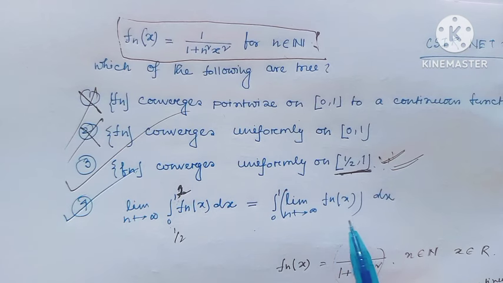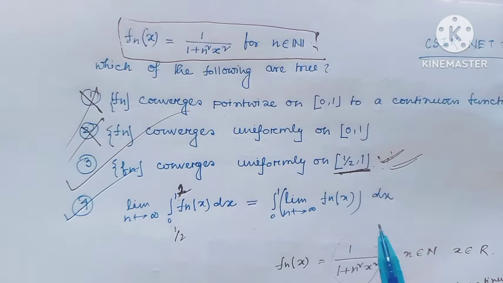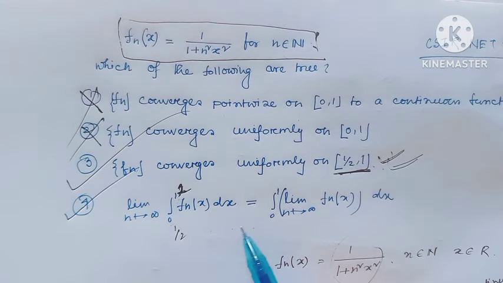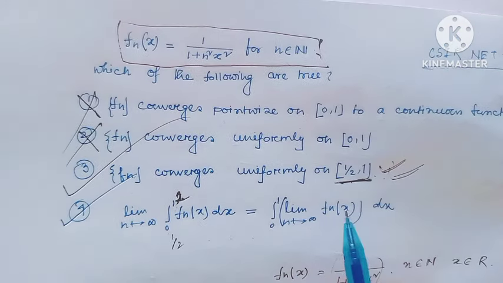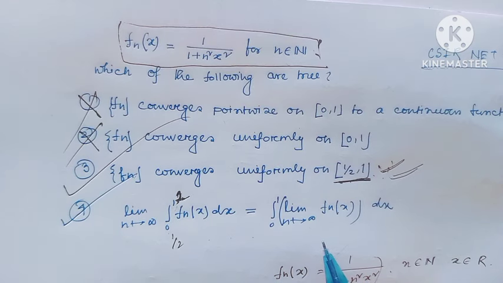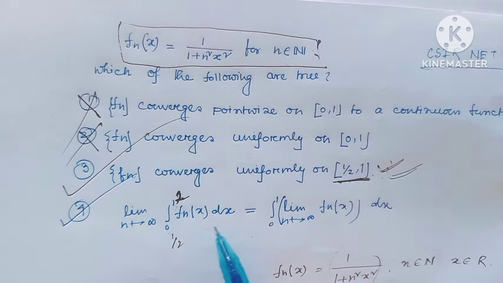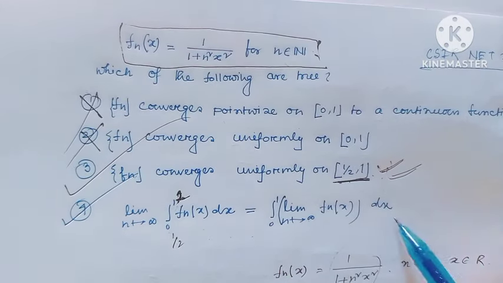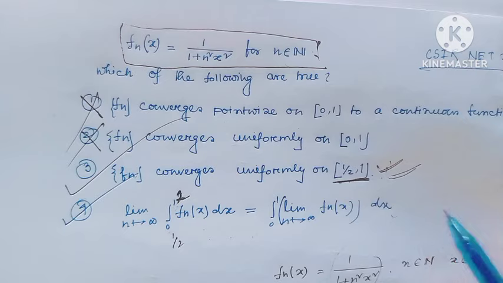I hope all my viewers have understood. When a sequence of functions is uniformly convergent, then the limit and the integration on this interval can always be interchanged. But when the sequence of functions is not uniformly convergent, then the interchange of integration may or may not be true. Here this is true. Okay.